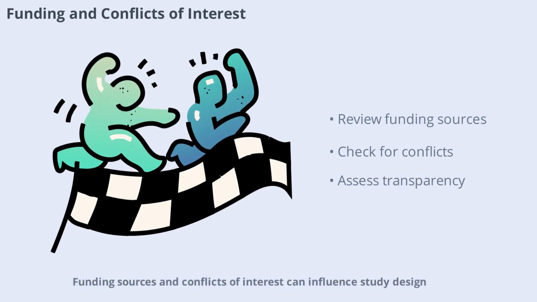Funding sources and conflicts of interest can influence study design, data interpretation, and reporting. Always check the disclosures section of a study to see who funded the research and whether the authors have any financial or personal interests that could bias the conclusions. Transparency in funding and conflicts of interest is a hallmark of trustworthy research.